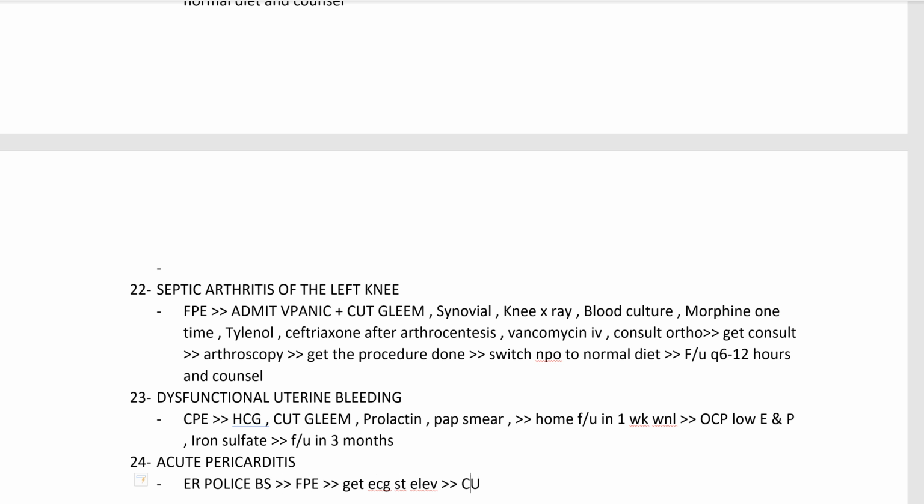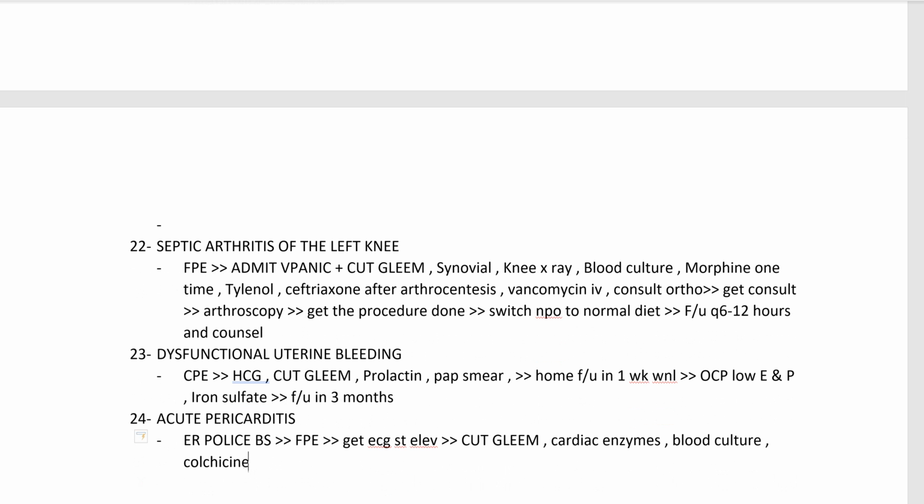Okay, after that you want to order the CUT-gleam, and then you want to order the cardiac enzymes that's specific. Chest x-ray in the mnemonic, you want to order ESR in the mnemonic, blood culture. Okay, you want to do colchicine because there's diffuse ST elevation, so this is most likely pericarditis. Give them colchicine, ibuprofen.